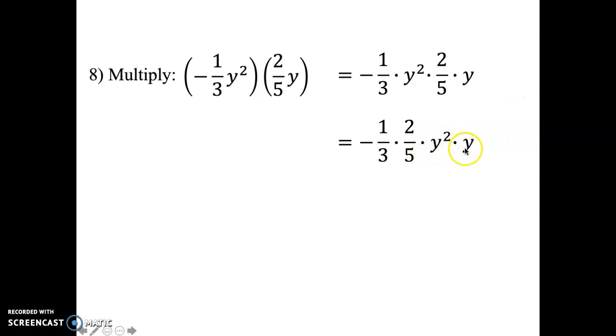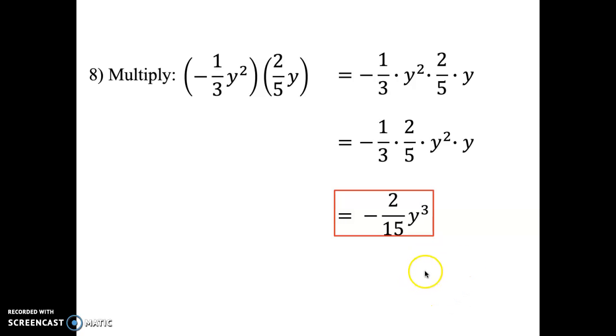What happens when you take y squared times another y? Yeah, bases are the same. You add your exponents. What's 2 plus 1 more? That's y to the 3rd. Okay.